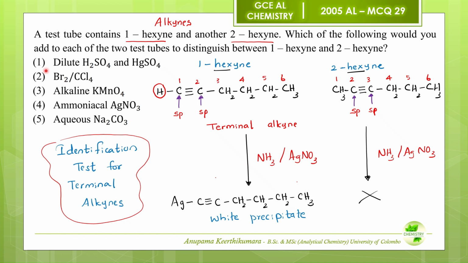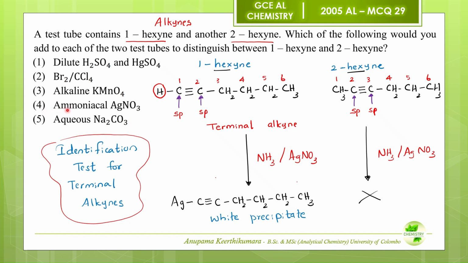Now we will check the answers. Both alkynes give ketones when reacted with dilute sulfuric acid and mercury sulfate. Both alkynes react with bromine in CCl4 and decolorize the bromine solution. When alkaline KMnO4 was added, both alkynes oxidize, therefore they give the same color change.